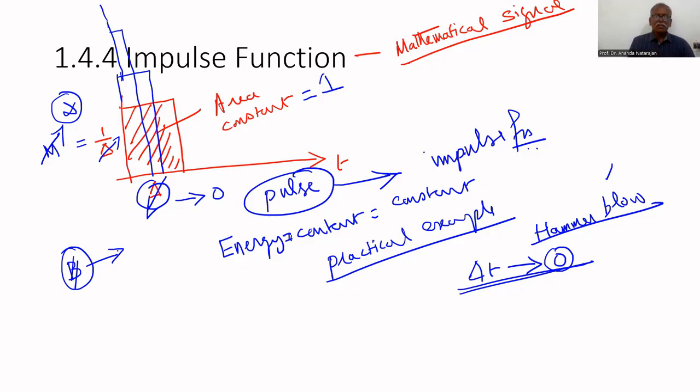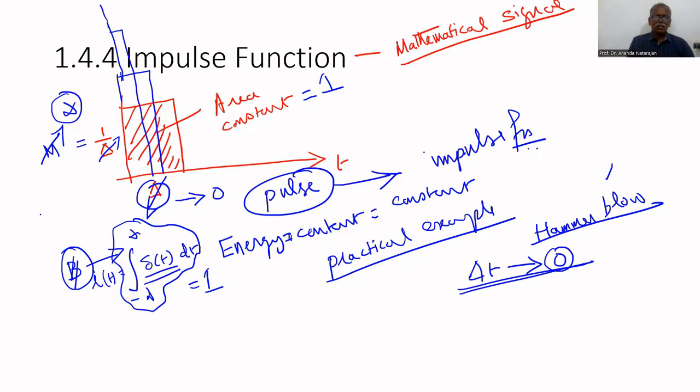How to represent an impulse function? The integral from minus infinity to plus infinity of del of t dt equals 1. If you integrate this entire signal from minus infinity to plus infinity, its magnitude remains 1. That is the meaning of this. Here, del of t is the impulse function.